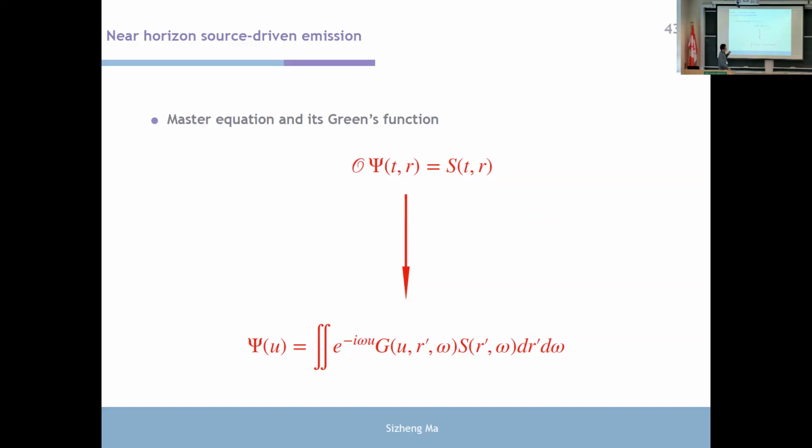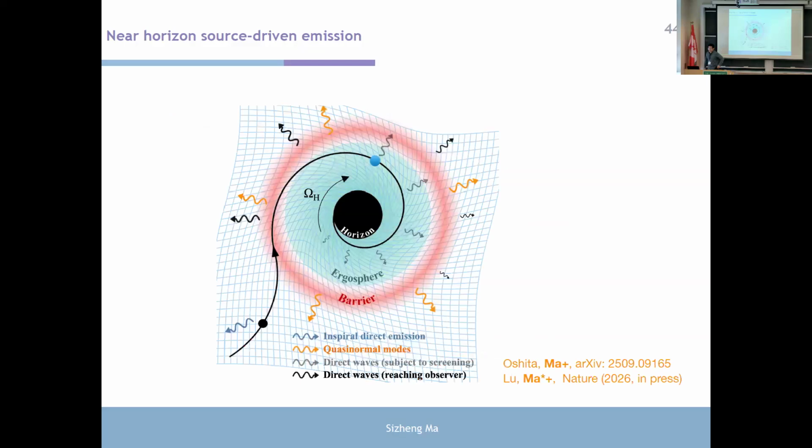Especially when this source moves very close to the horizon, there will be some interesting imprints on the gravitational waves. So let's imagine we have a small particle gradually falling into a central black hole along this black trajectory. At the early inspiral stage, it triggers gravitational waves directly toward observers. So this regime can be described by post-Newtonian theory. Once this particle gets close to the photon ring, quasi-normal modes are excited. But this is not the end of the story.